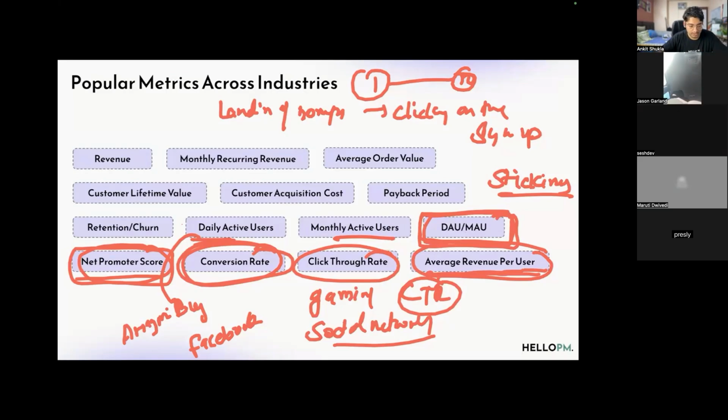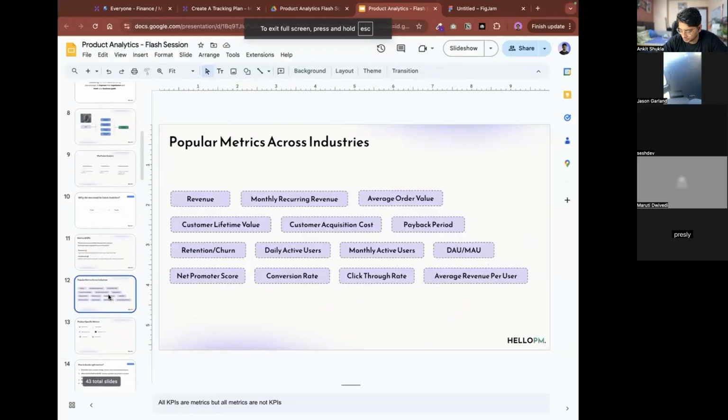Cool. So these are the important 14 metrics that you need to know, guys. Everyone tell me on a scale of 1 to 5 if you are able to understand all of these metrics. Great. Cool, guys.